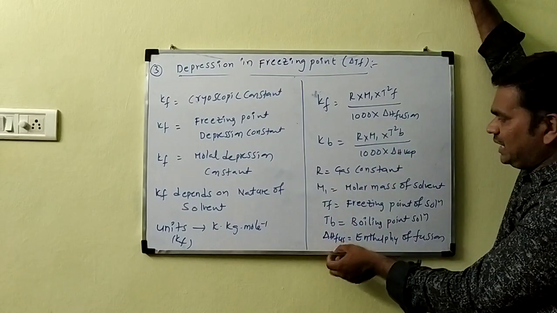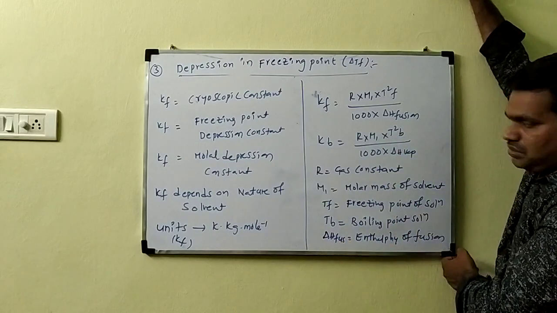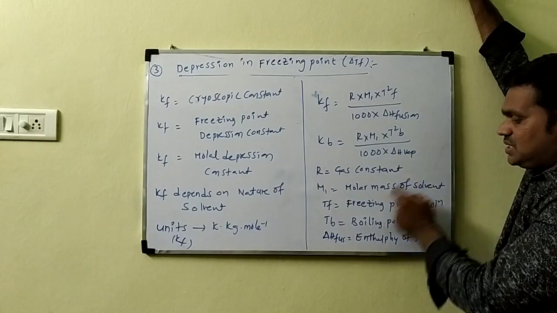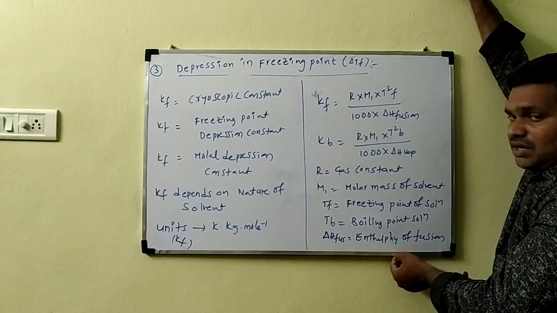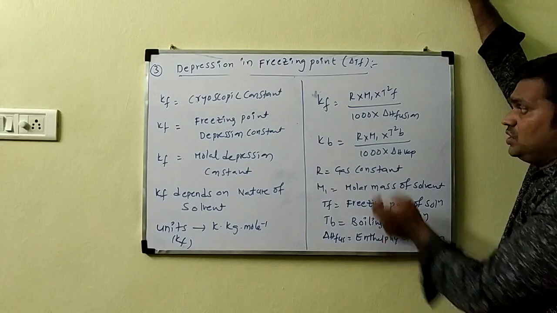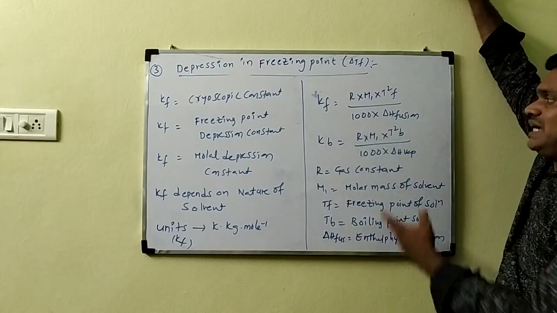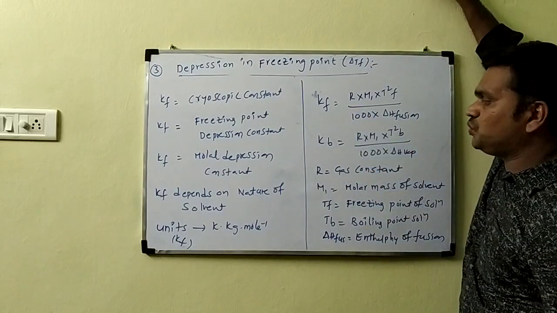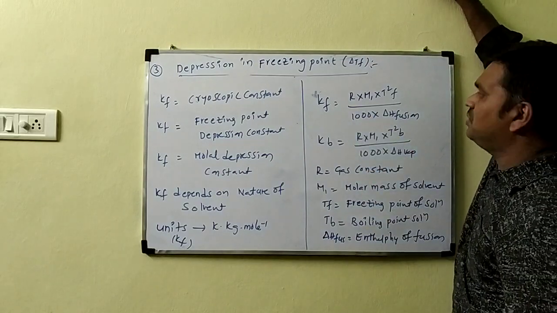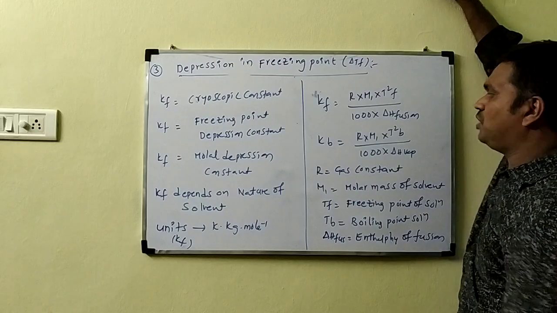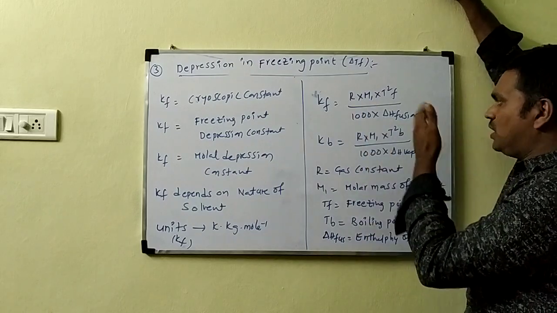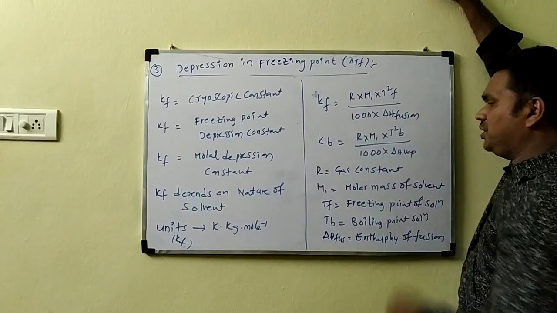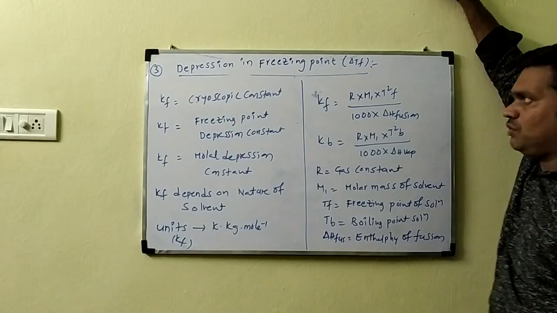What is delta H fusion? Enthalpy of fusion. And delta H vaporization is the enthalpy of vaporization only. Sometimes we use these formulas. If the gas constant is given, the molar mass of the solvent is given, and we want to find Kf and Kb, that is, if the given information is the gas constant, molar mass of the solvent, and delta H fusion or vaporization.